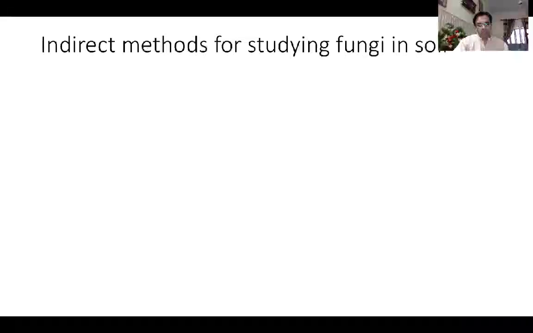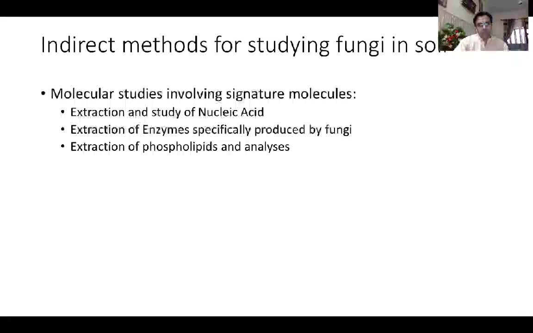Then there are indirect methods for studying fungi in soil. For example, there are different molecular techniques in which some specific signature molecules are targeted. The most important molecule is the nucleic acid. Nucleic acid can be extracted from the soil, and then specific primers can be used for detection of fungi.